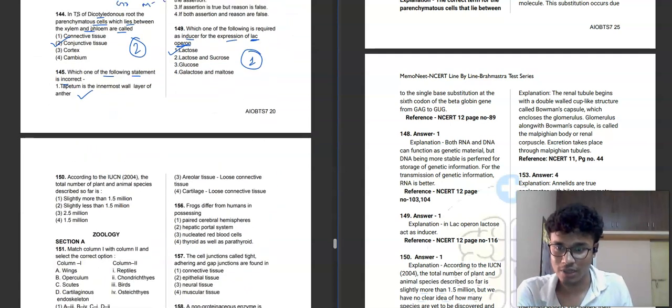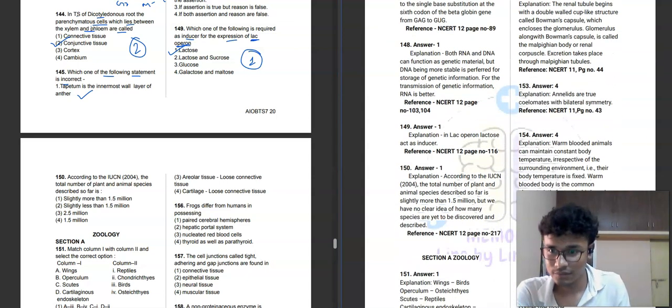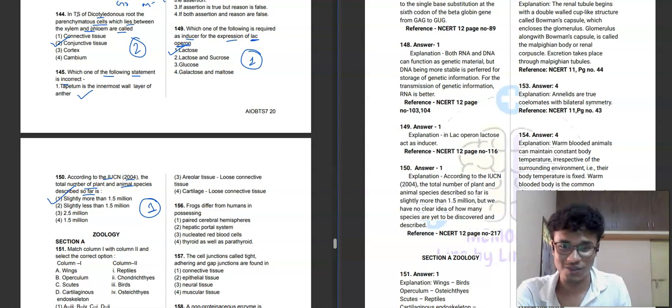Last question of this botany section, 150. It is saying that according to IUCN 2004, the total number of plant and animal species described so far is: slightly more than 1.5 million, slightly less than 1.5 million, 2.5 million, or 1.5 million. So the first option here will be our correct answer for this question. This is also a direct NCERT based question. You have to read the NCERT to solve this kind of question. So you have to memorize this data as well. So this concludes the explanation part of the botany.